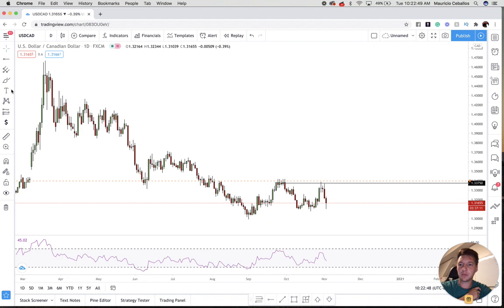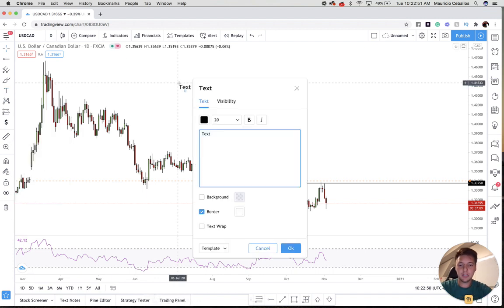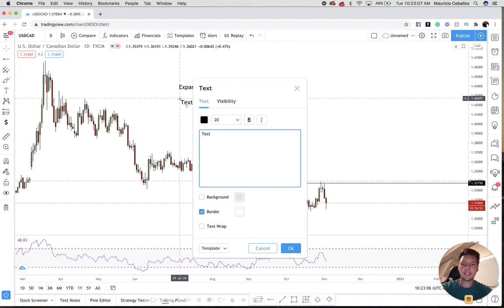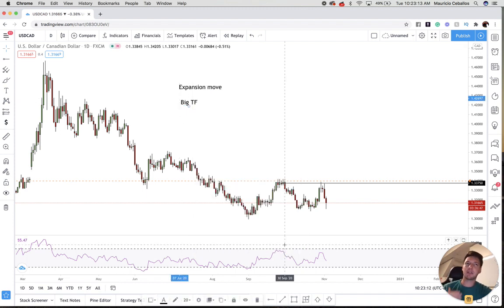One of those things is expansion moves. These expansion moves are exponential moves that happen in the market that you really want to pay attention to, because in these areas, the market tends to come back into the zones. On top of that, you want to pay attention to these on bigger time frames, such as the daily time frame, 4-hour time frame, 8-hour time frame, 12-hour time frame, the bigger time frames.